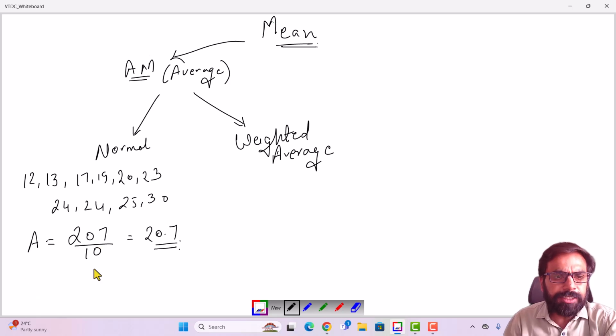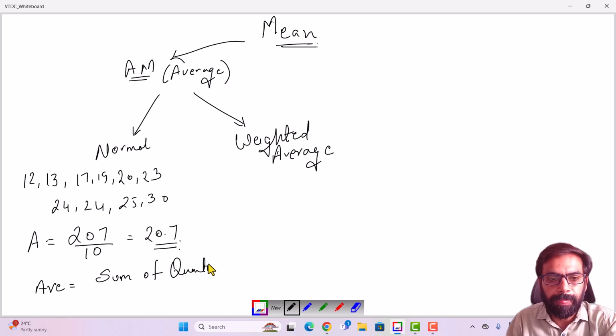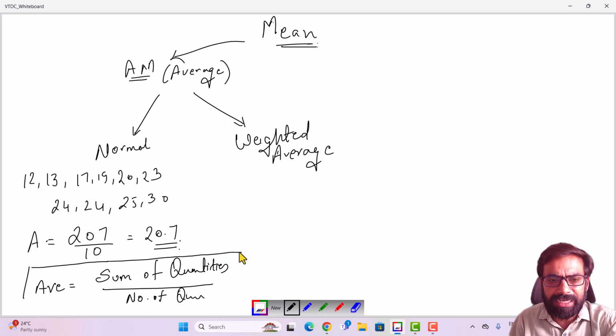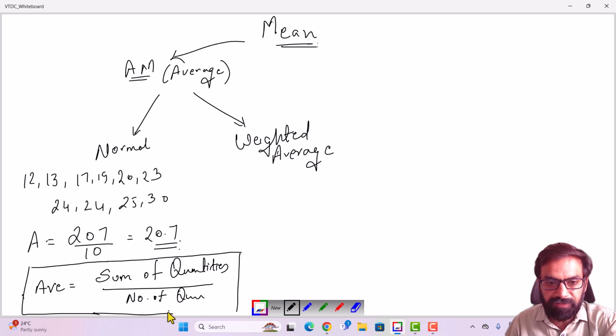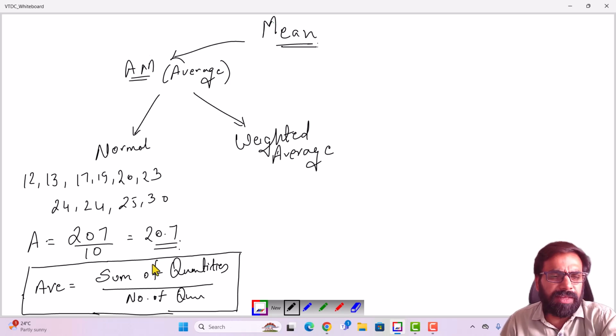Now, this is the normal average. So the formula over here is: average or arithmetic mean is nothing but the sum of quantities divided by the number of quantities. Very simple. So this is my formula for normal average, sum of quantities by number of quantities.